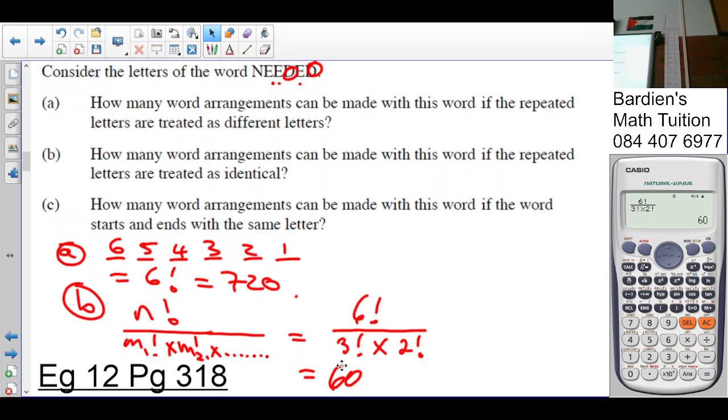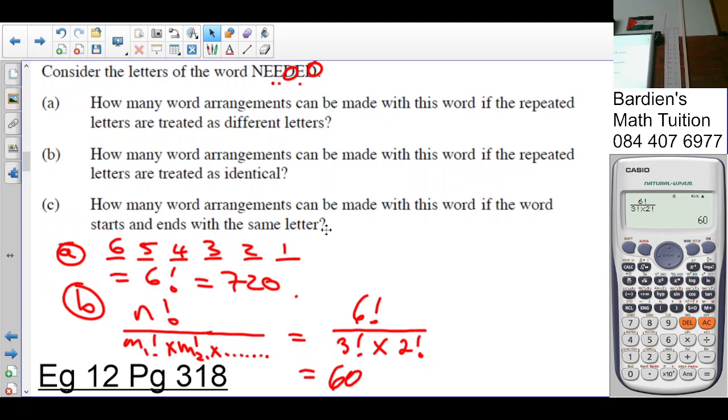How many word arrangements can be made with a word if the repeated letters are treated as identical letters? You see, the formula will come into play here, which is n factorial over m1 factorial times m2 factorial and so on. So n is the number of letters there are, so it's going to be 6 factorial over the repeated letters. Here 3 E's, so it's going to be 3 factorial times, there's 2 D's, 2 factorial. Work that out, gives you 60.